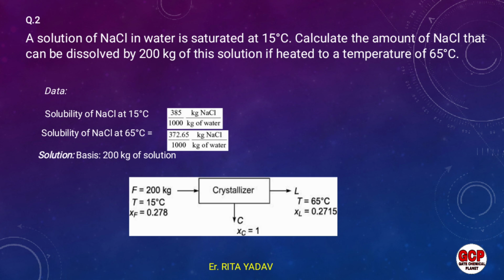Temperature is 15 degrees Celsius here. XF we can easily calculate with the help of solubility data. So we are getting 0.278, and XL we are getting 0.2715, and XC is equal to 1. Okay, because there is no crystal formed here, so X equals 1 here. The solution of NaCl in water is saturated at 15 degrees Celsius, and we have to calculate the amount of NaCl that can be dissolved by 200 kilograms of solution. So X equals 1 here.